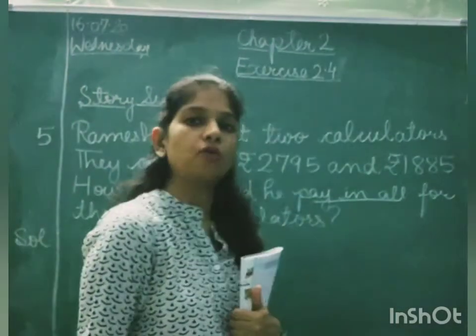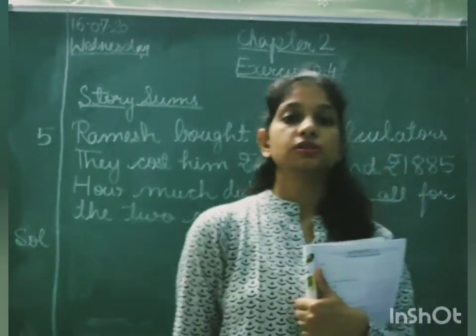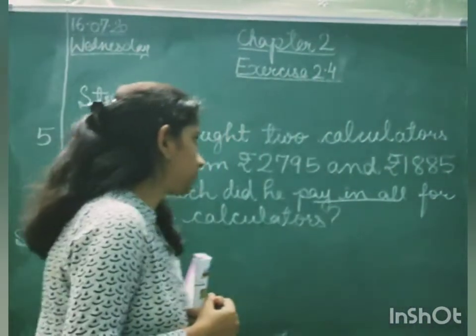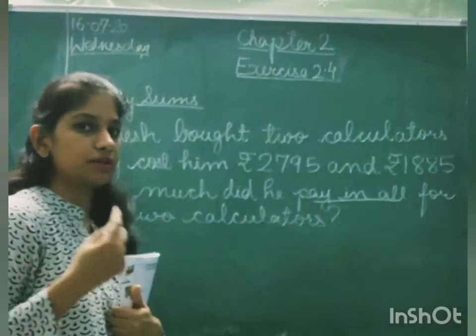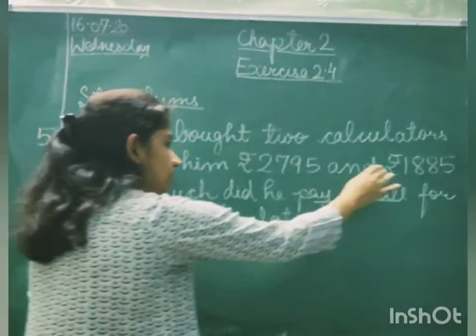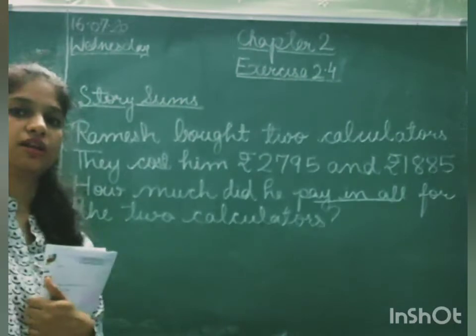What is the total amount paid by Ramesh? So let's understand this question first. Have you understood it? Ramesh bought 2 calculators. One is for this much, one is for this much. So how much did he pay in all?